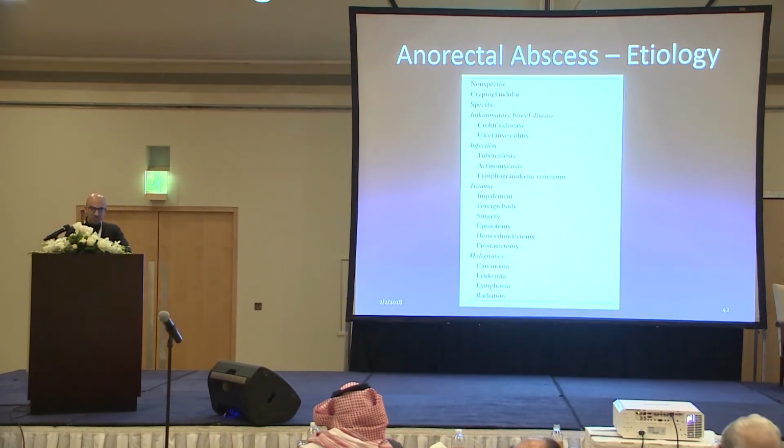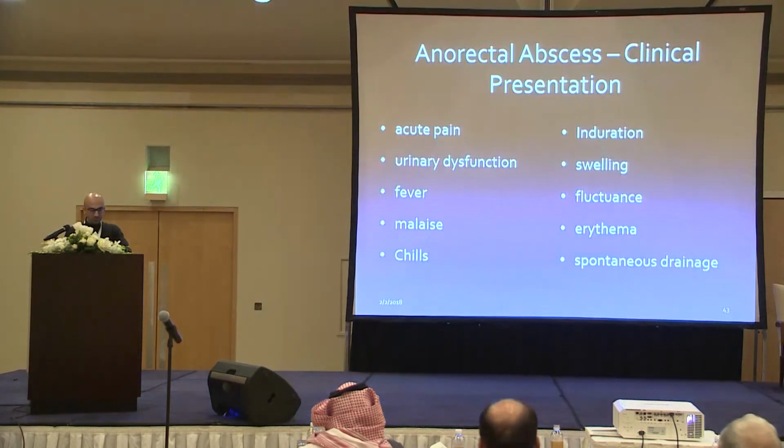We have a long list of causes of anorectal abscesses. However, as I mentioned, the cryptoglandular theory is the most common. However, we shouldn't forget that TB, leukemia, lymphoma, and inflammatory bowel disease, mainly Crohn's disease, can be major contributing factors. As with any abscess, they present with acute pain, fever, malaise, and locally they will have induration, swelling, fluctuance, and erythema.